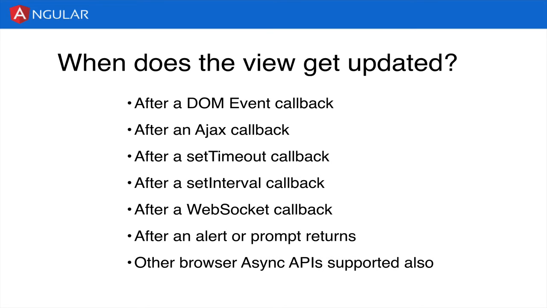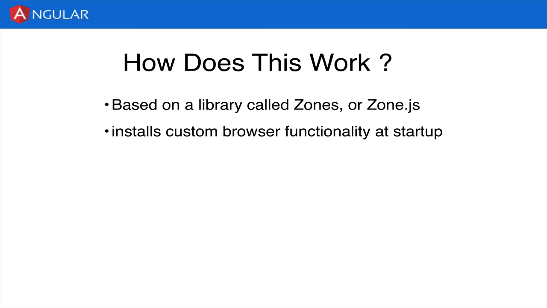How can that be? This is all made possible by a library called Zones or Zone.js, which allows to install custom browser functionality at the startup of your application. It allows to patch browser APIs like add event listener, set timeout, and add your own functionality.